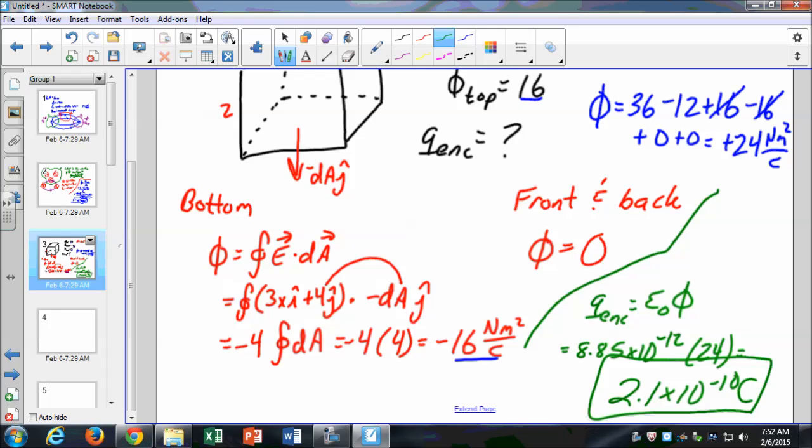We're going to come back to Gauss's law at the end of the semester. We'll do Maxwell's equations and we'll see Gauss's law again. So we'll probably do a slightly more complicated one. All right? What's that?